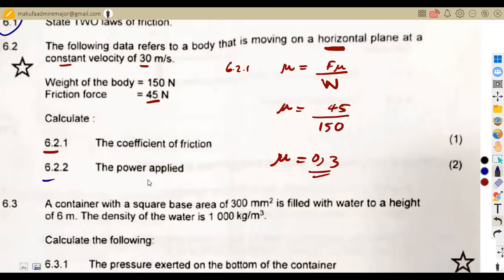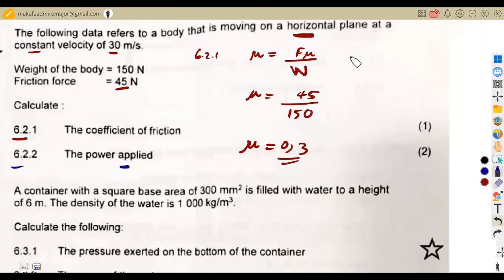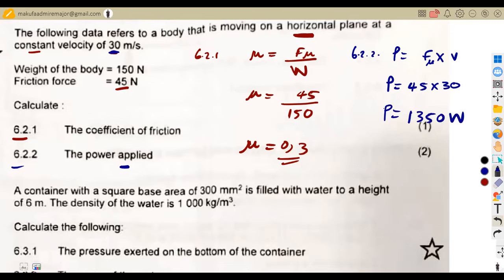Then we need the power that is being applied in this case. So how are we going to have our power? So remember that power is taken from the force. The power is simply force times the velocity in this case. Remember, we've got a velocity of 30 meters per second, and the force that we are going to consider is the frictional force. So we're going to have 45 Newton times the velocity of 30 meters per second. So meaning to say, we are going at the end to have 1,350 watts.